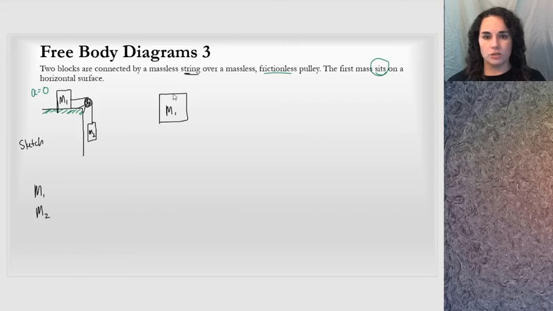There's a massless string, so I know that there's a tension pulling on mass 1. I can call that T or T1. What you will find in this situation, because it's a massless string and there's a massless frictionless pulley, is that the tension up in this rope is going to be the same as the tension down here. It's the same rope all the way through, and the tension just gets transmitted through it. So there's just a tension, the tension in the rope.